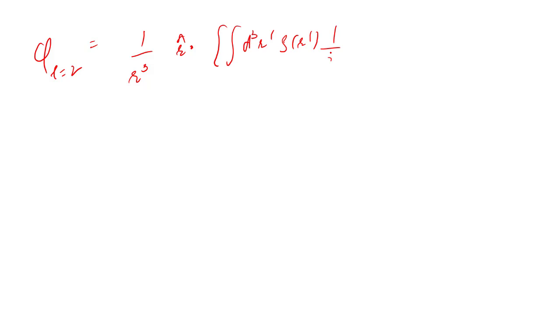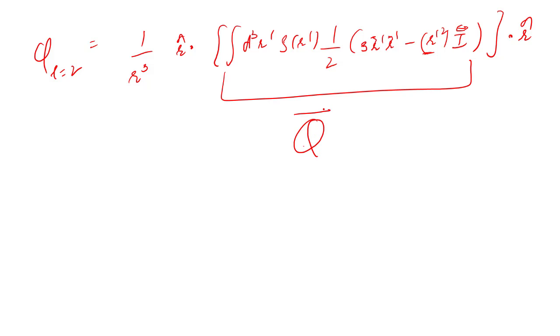If I were to rewrite this for L equal to 2, it would look like 1 over r cube r dot integral d cube r prime rho of r prime half 3 r prime, these are vectors, minus r prime squared, this is not a vector, times an identity matrix, and here dot r again. And so this is what we are calling the quadrupole moment.